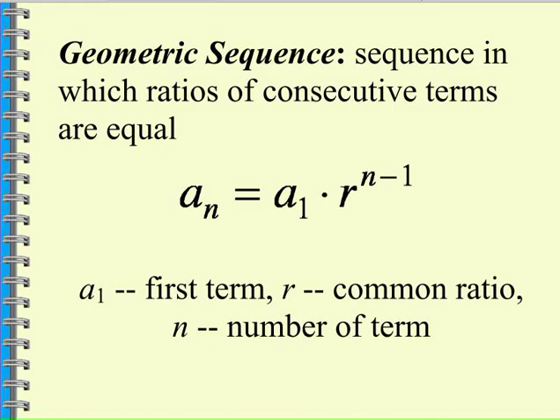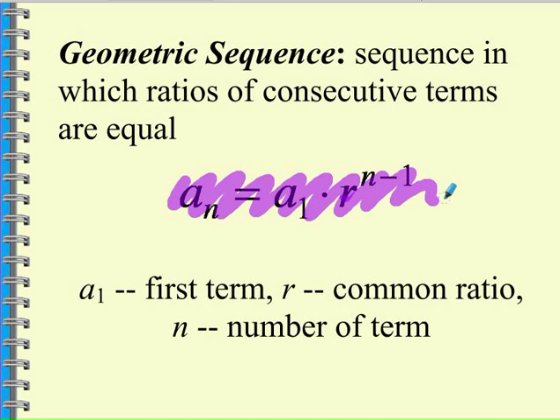All right, let's look at this formula then. This formula for a geometric sequence, I'll let you get that down, and then we'll continue. We're going to talk about a geometric sequence. It's a sequence in which ratios of consecutive terms are equal, like the one we just looked at. What you need to remember is this formula: a sub n, which means the nth term, equals the first term times the ratio to the n minus 1 power. N here is the number of the term that you're trying to find.